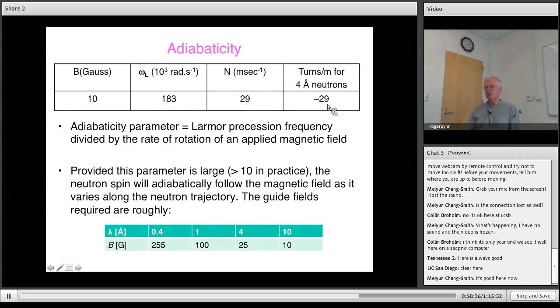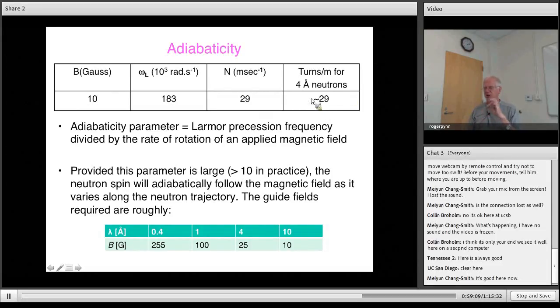And if you have a 4 angstrom neutron, which is going at about 1,000 meters a second, so it'll take about a millisecond to go 1 meter, then, of course, the precession will go through the number of turns here in number per millisecond. It's roughly 29. The number I always remember is 30 Gauss centimeters per turn for a 4 angstrom neutron. So 30 being roughly equal to 29.